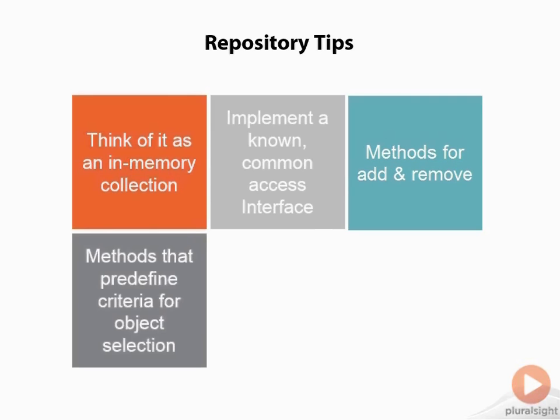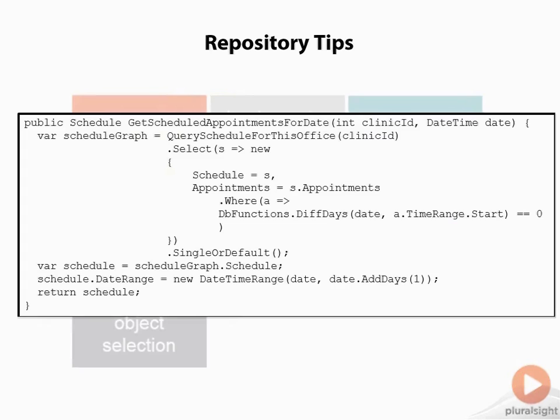While IRepository covers the least common denominators for all repositories, don't hesitate to provide methods in your repository classes that select objects based on certain criteria. These should return fully instantiated objects that match the criteria. For example, in our schedule repository, we know that we'll frequently want to return a schedule containing appointments for a particular date. So why not just make that a method in the repository to make it easy for developers working with the repository to get that particular schedule and set of appointments?